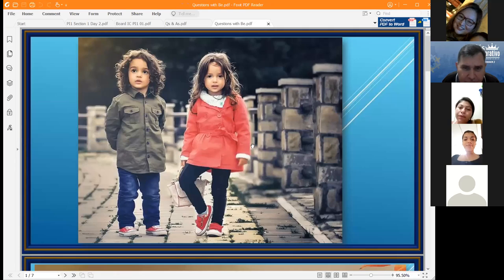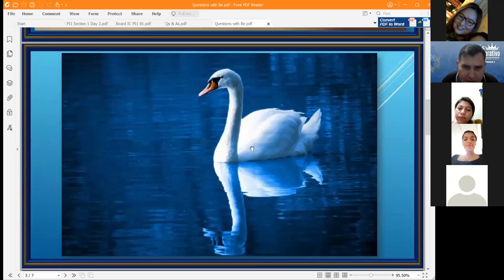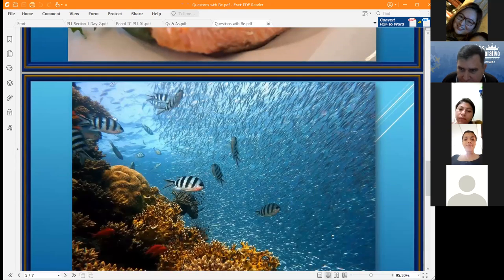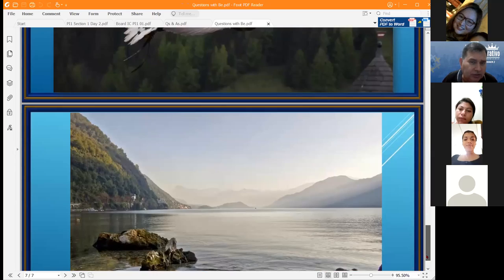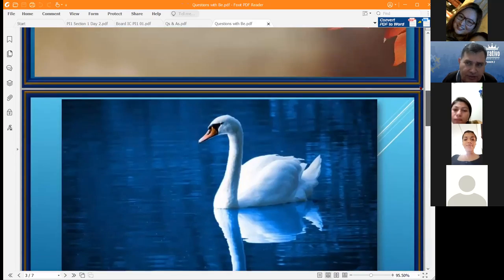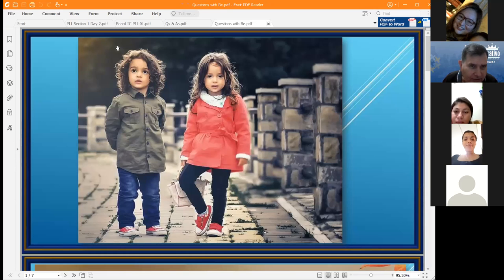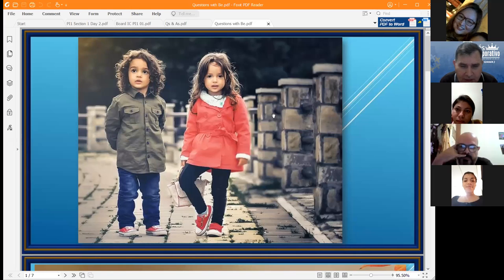Now I want you to look at some pictures and think about questions. What questions can you ask? First, look at these two beautiful children. What questions can you ask? Who are the children? Yeah, who are the children? That's a valid question. What else?